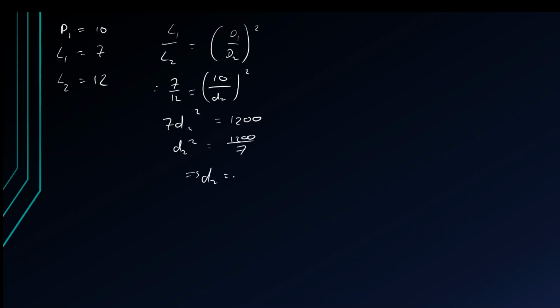So we put that into a calculator. You get an answer of about 13.09 parsecs. And that is the distance away that that nearby star is.